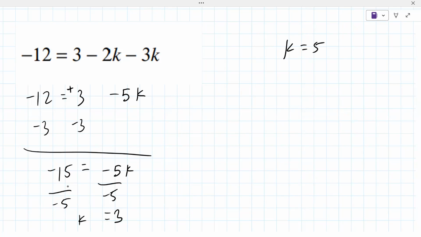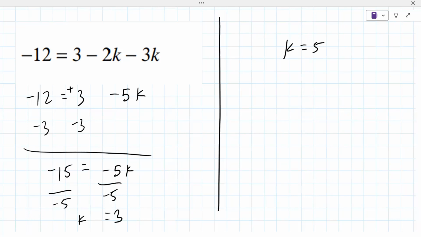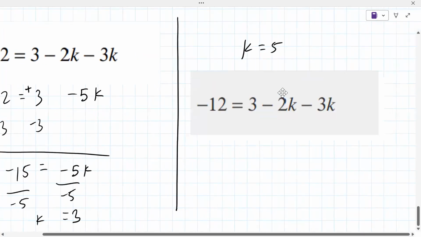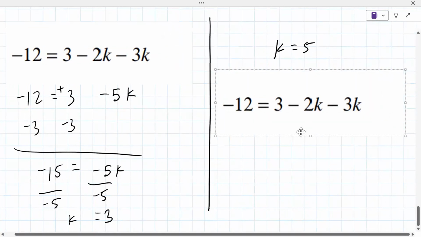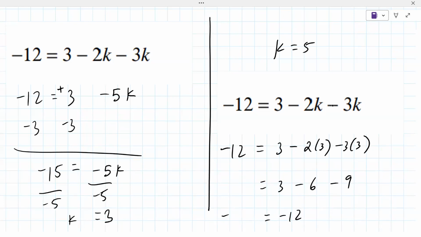One of the things you can do is check your answer. I don't know how much your instructors talked about that, but when you check your answer, you're just putting the number back in for the variable. If you have time on a test or quiz, you'd want to do that. Is 2 times 3 minus 3 times 3... make sure you substitute in parentheses. 3 minus 6 minus 9 is minus 12, and these are the same.